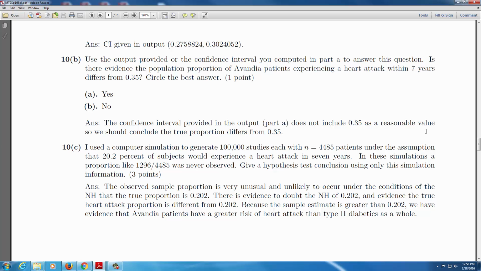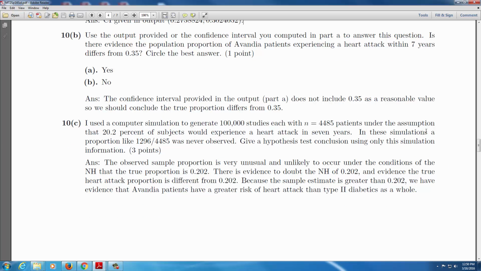In 10C, I talk about doing a test and getting a p-value through simulation. We simulated many studies with 4,485 patients, and we simulated under the assumption that 20.2% would have a heart attack in 7 years.